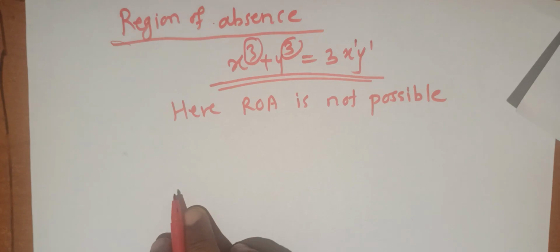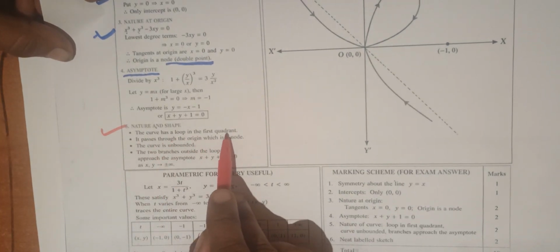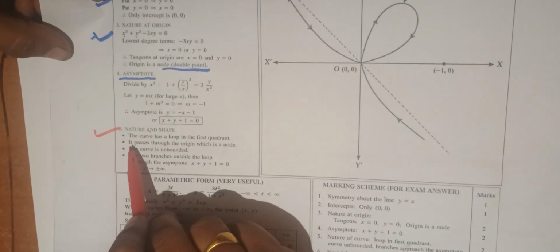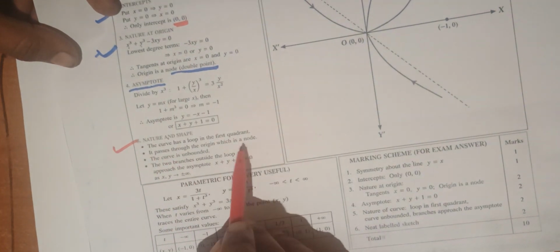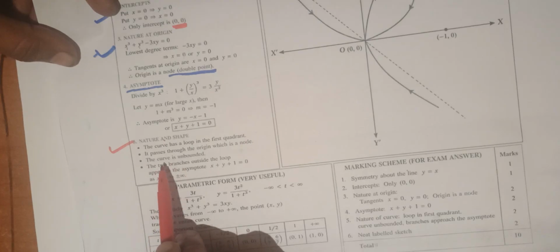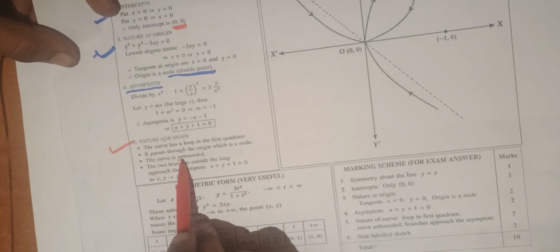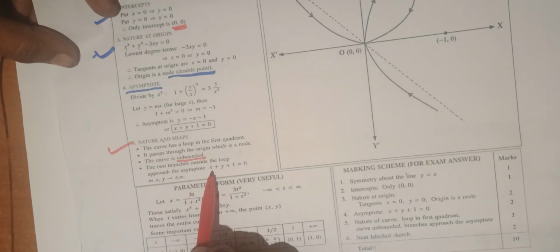Okay, so fifth point is nature and shape of the curve. The curve has a loop in the first quadrant. Why? Because we get a node. Yes, it passes through the origin, which is a node. We know our only intercept is 0 0, which means origin, and the curve passes through origin, and we get asymptote. Asymptote means tangent at infinity. Infinity means unbounded curve. The curve is unbounded, with two branches outside the loop that approach the asymptote x plus y plus 1 is equal to 0.